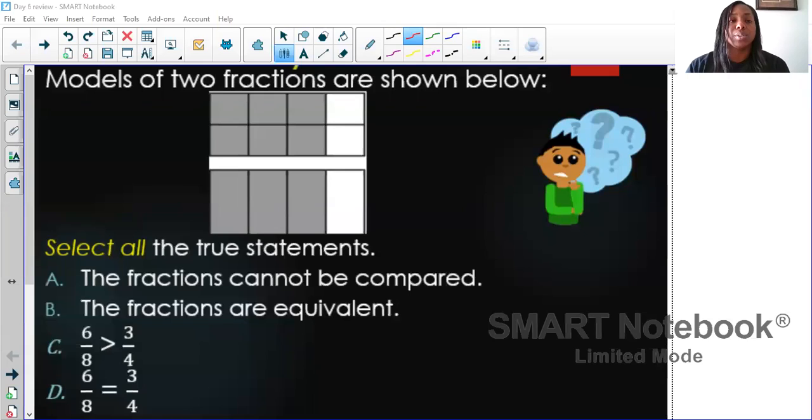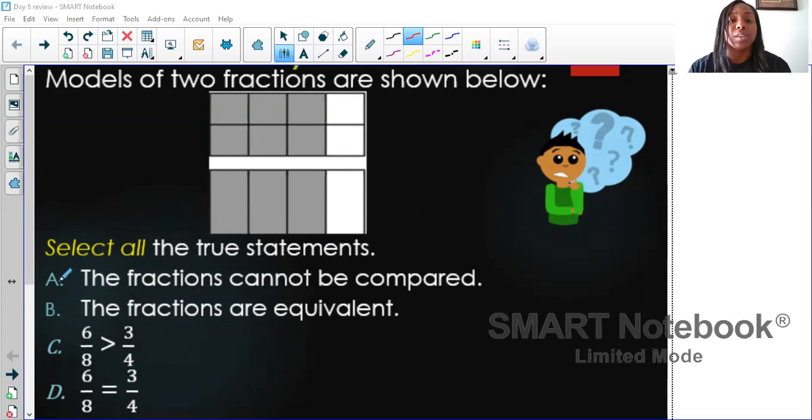All right, so as you can see right here, our problem of the day shows models of two fractions are shown below. Select all the true statements. So when I see a question that says select all the true statements, what does that mean? That's right. It means there's more than one answer. So let's take a look at our answer choices.